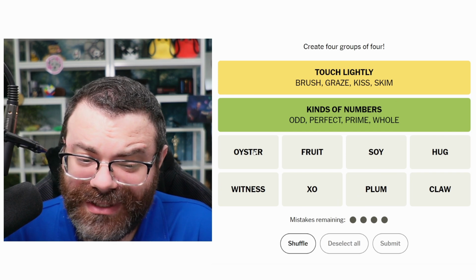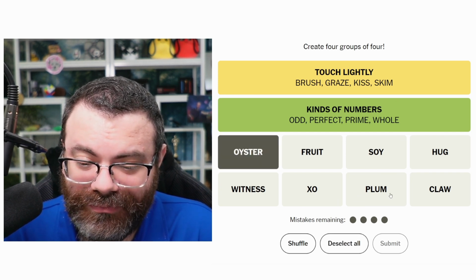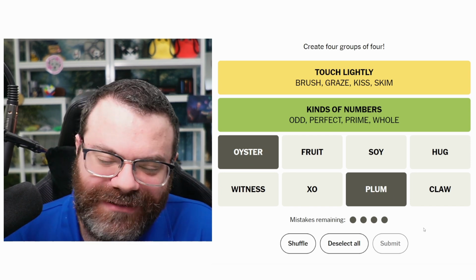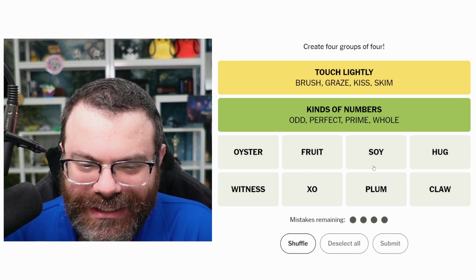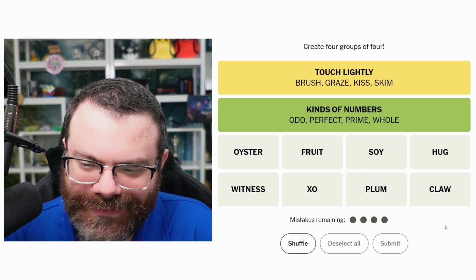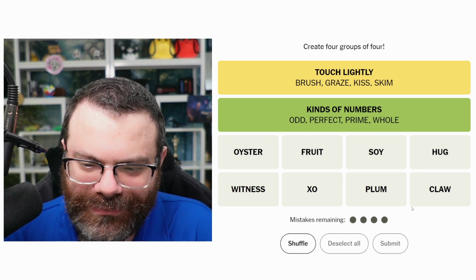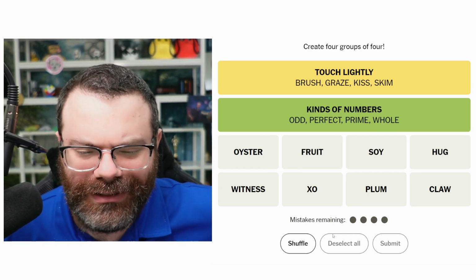Things with spherical things in them, like oysters have pearls, right? And then plums have pits. I don't know. I don't even see 4 things for that though. Types of beans. I'm trying to think about like what any of these could mean. I'm so lost. I'm thinking about just picking 4 random ones and seeing what that tells me, whether it's one away or not.